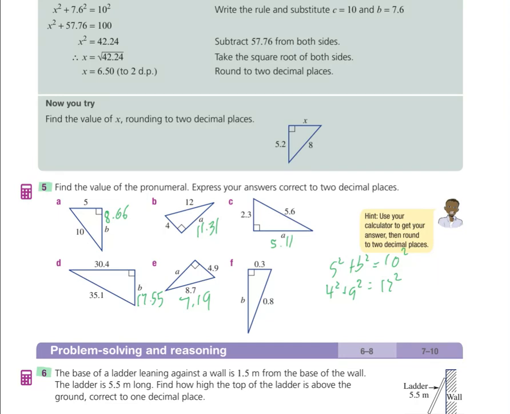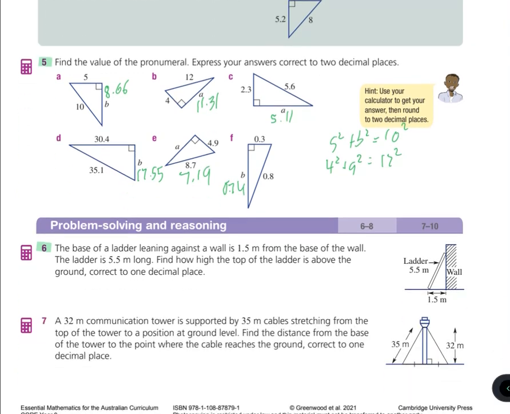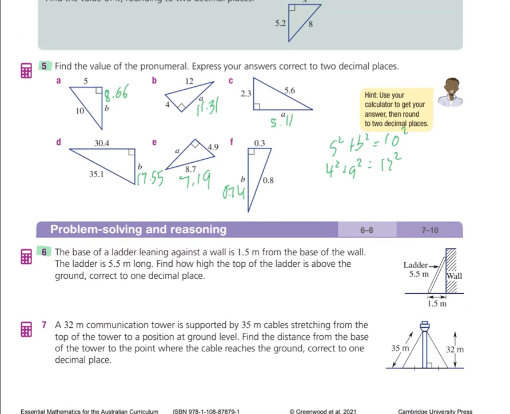And then the last one, 0.8 squared, which will be 0.64. Take 0.3 squared, it gives me 0.55, and if I square root 0.55, that gets me 0.741, which will be 0.74. I'll just do these two now.